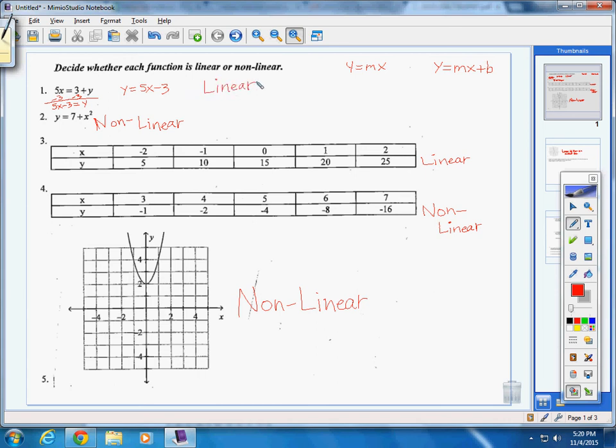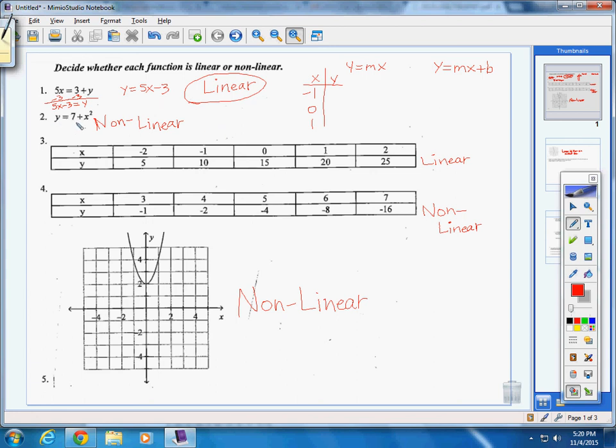If you wanted to go one step further, you could create an xy chart, a table, just like you're seeing in questions 3 and 4. Choose a couple numbers to plug in for x. Plug them in, and you'll find out that, in fact, the rate of change is constant, and this is a linear function. Let's go on to 2.